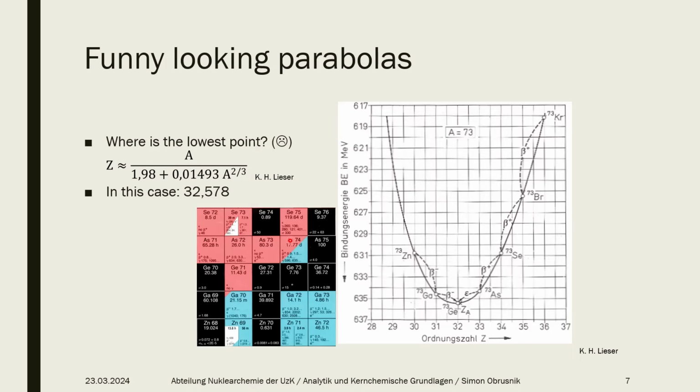I also wanted to present you this formula. By plugging in the nucleon number, you can determine the most stable proton number for a given isobar. In this case, we have the 73 isobar, and the proton number of 32 is germanium. This is the most stable nucleus on the 73 isobar. As we can see here, this is the only stable one.